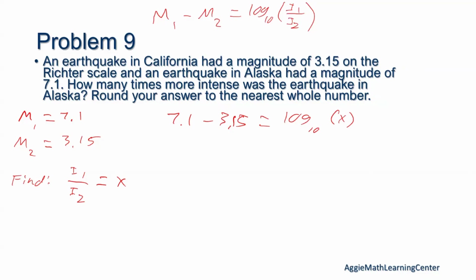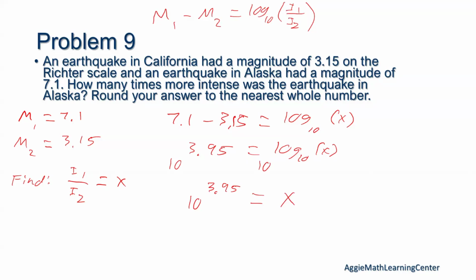Then to solve for X, 7.1 minus 3.15 is 3.95, I believe, equals log base 10 of X. To undo log base 10, we raise it to the power of 10, because 10 is the base. So you say 10 to the power of 3.95 equals 10 to the power of log base 10 of X, and you'd be left with 10 to the power of 3.95 equals X.